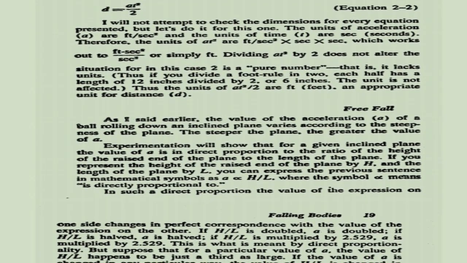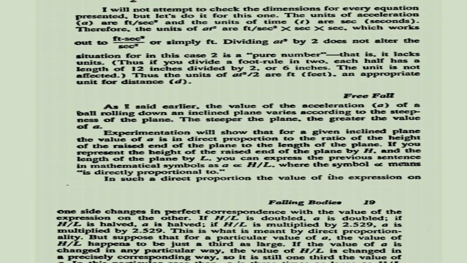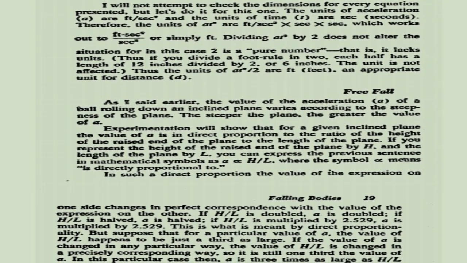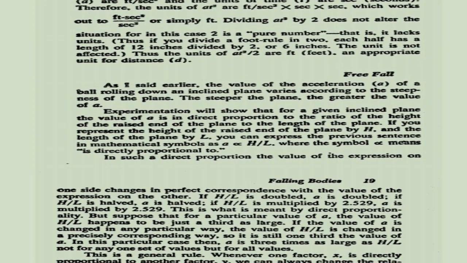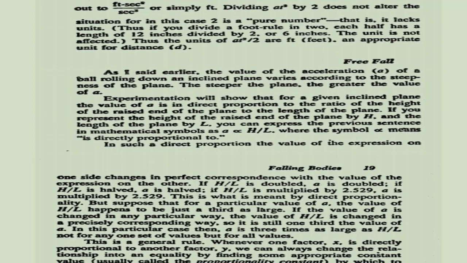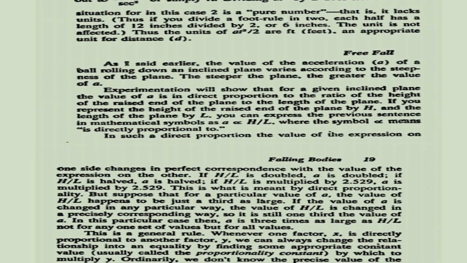However, one factor, x, is directly proportional to another factor, y. We can always change the relationship into an equality by finding some appropriate constant value, usually called the proportionality constant, by which to multiply y. Ordinarily, we do not know the precise value of the proportionality constant to begin with, so it is signified by some symbol. This symbol is very often k, for constant, using the German spelling. Therefore, we can say that if x is directly proportional to y, then x equals ky.